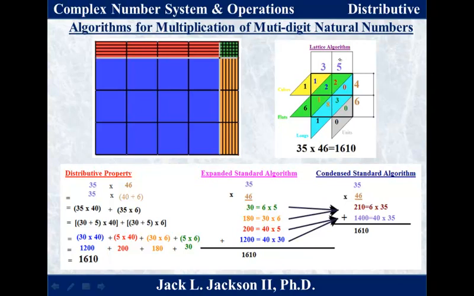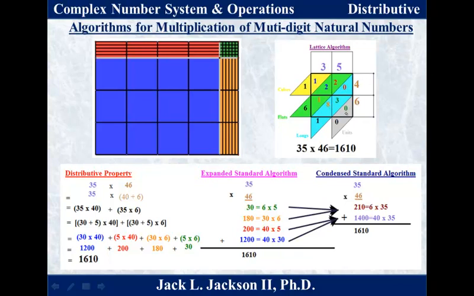And then you do 6 times 5 goes in this box right here. Well, 6 times 5 is 30, so you write 30 like that, 3, 0. 4 times 5 is 20, so 20 is here. 4 times 3 is 12, so 12 is here. And 6 times 3 is 18, which goes here.